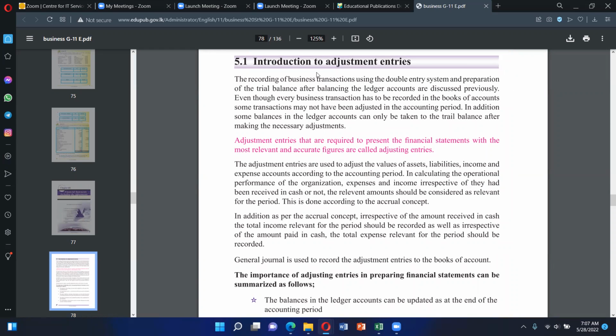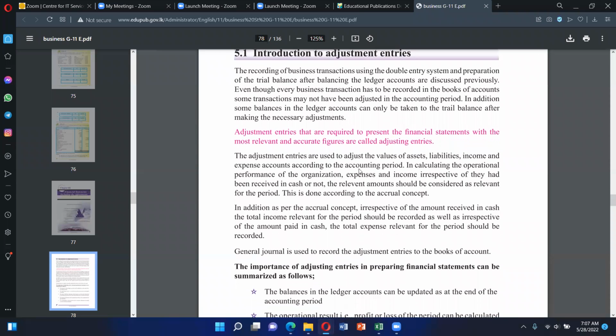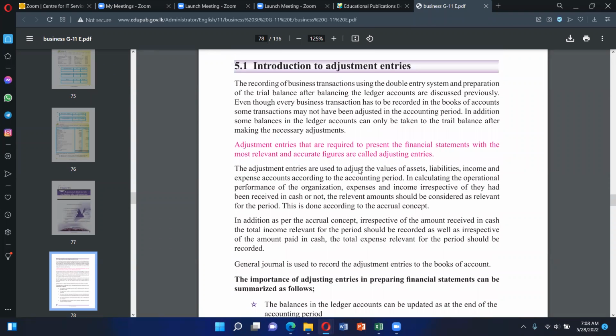Setuli, can you read the first part? So the first paragraph. Yeah, first part. The recording of business transaction using the regulatory system and preparation of the trial balance after balance of ledger accounts are discussed previously. Even though every business transaction has to be recorded in the books of accounts, some transactions may not have been adjusted in the accounting period. In addition, some balances in ledger accounts can only be taken with trial balance after making necessary adjustments.